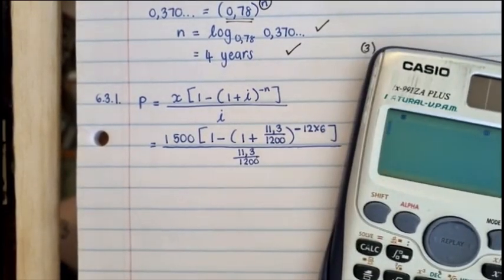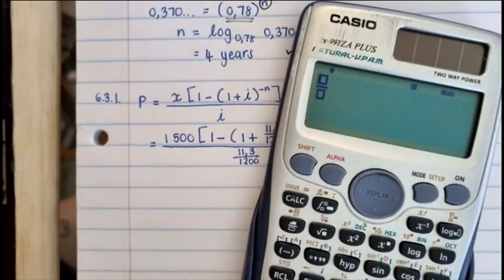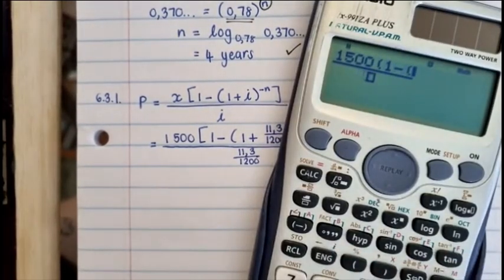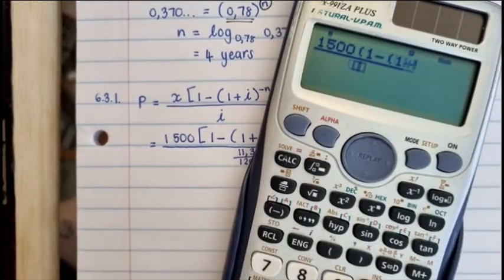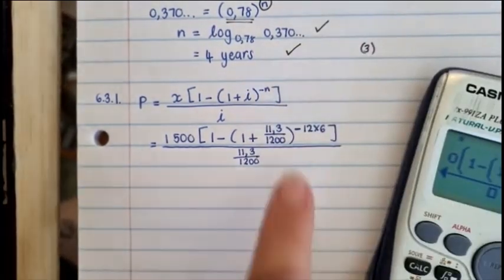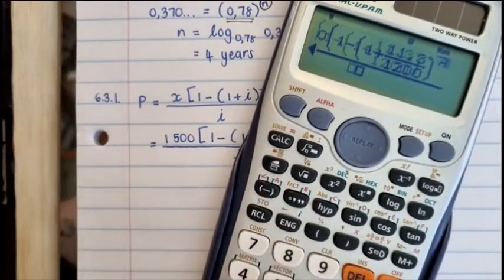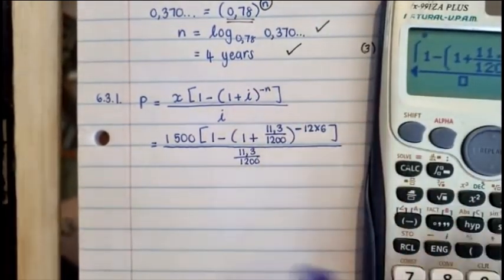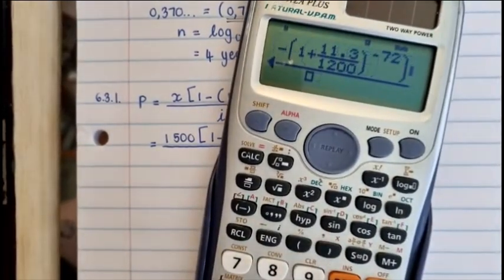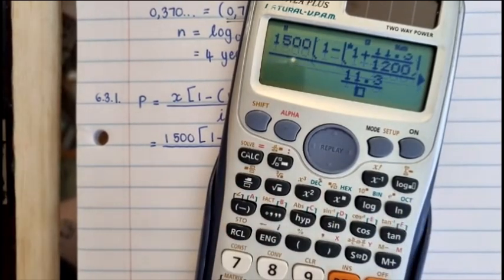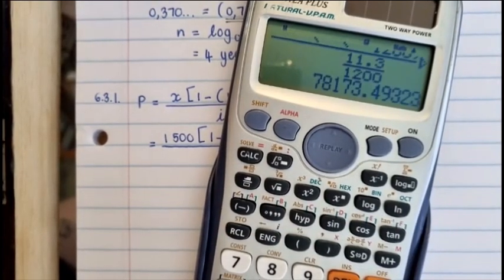All right, and now we must just type that into the calculator and then we're done. So we have 1,500 bracket, 1 minus another bracket, 1 plus 11.3 over 1,200. Use the arrow to get out to the power of negative 72. Or you can type negative 12 times 6 as well. Now you have to close your bracket, guys, otherwise it's going to give you a syntax error. So close that bracket there. And then over 11.3 over 1,200.